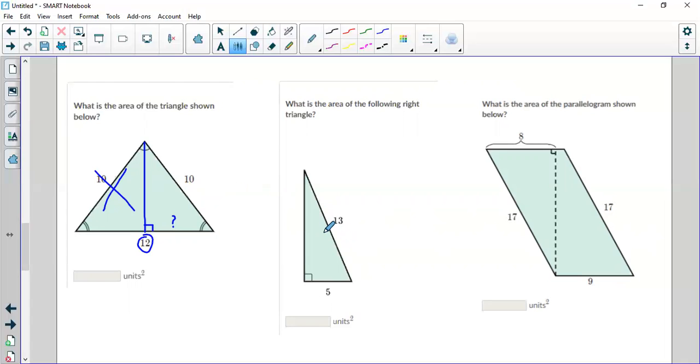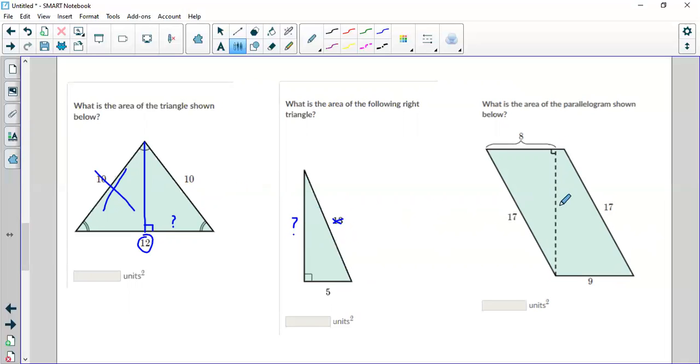Same thing here. This is just the triangle itself. I need a base and a height. I have a base. I don't have a height, but I have a hypotenuse that's going to help me calculate that height. Once I get that height, I use that height and that base. This number is not part of my triangle formula to find area. It's just used to calculate the height.